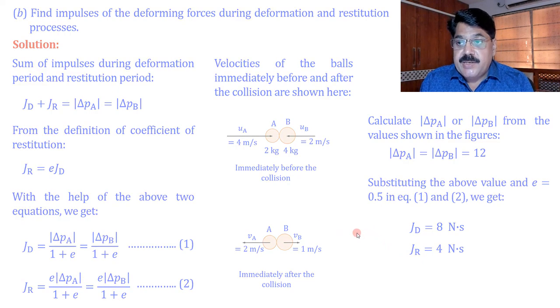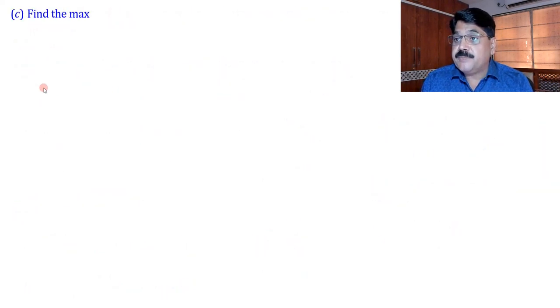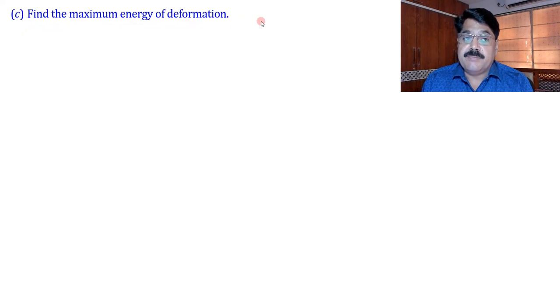Now let's come to the next part. C. Find the maximum energy of deformation. How can we find the maximum energy of deformation? One way is to find the velocity at the time of maximum deformation. So at the time of maximum deformation, we can find the kinetic energy of the system and the initial kinetic energy, and this kinetic energy difference is the energy that has gone into deformation.